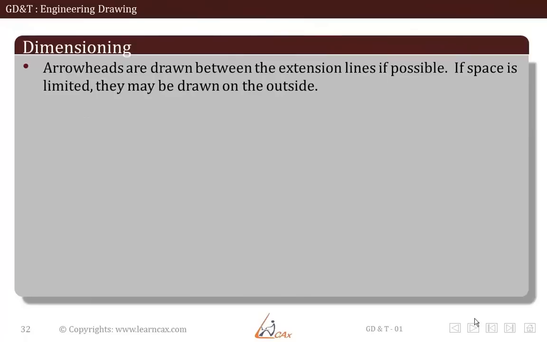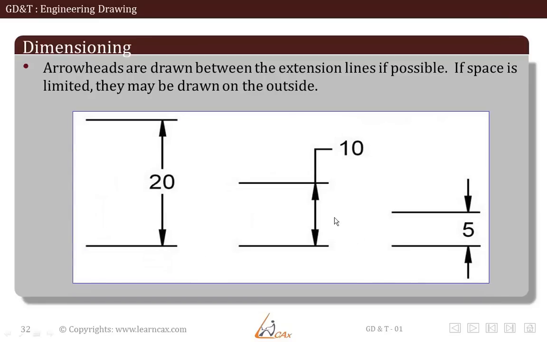Arrowheads should be drawn between the extension lines if possible. Where space is limited, they may be drawn on the outside. Here in this example, these are our dimension lines. We have three types of dimensioning. The first one is the general style, in which the dimension is written within the extension lines, and at the center we have a space provided for the feature value.